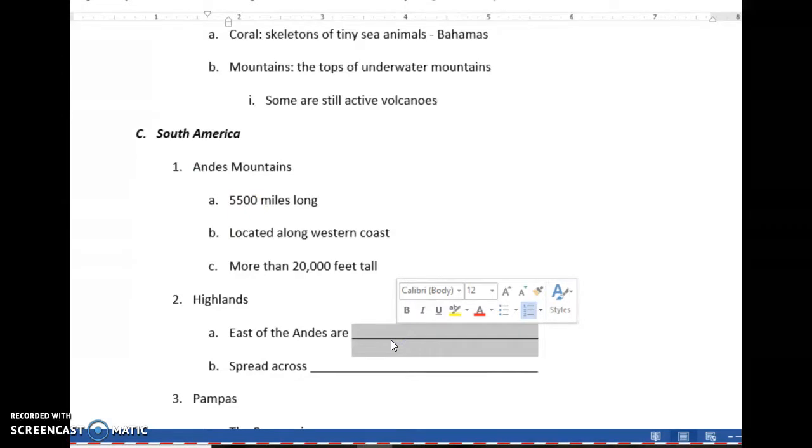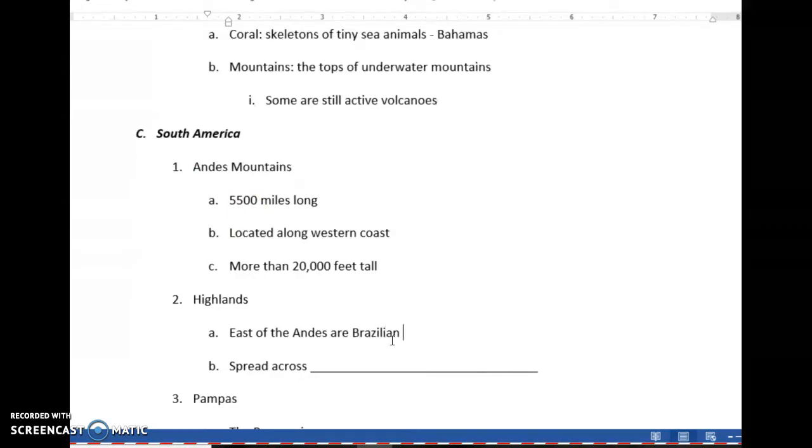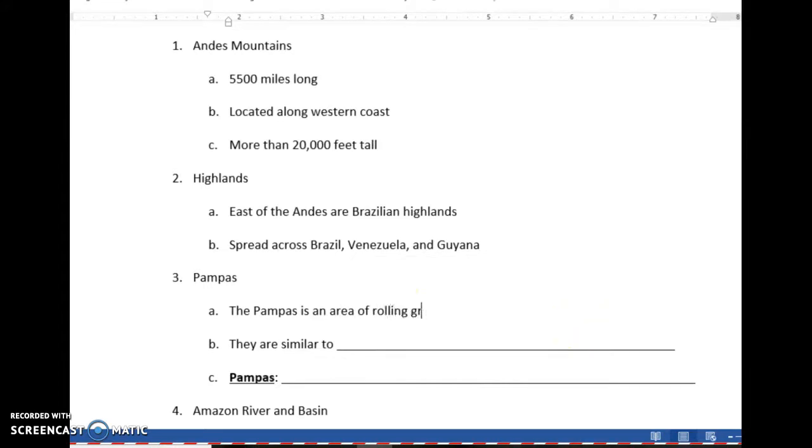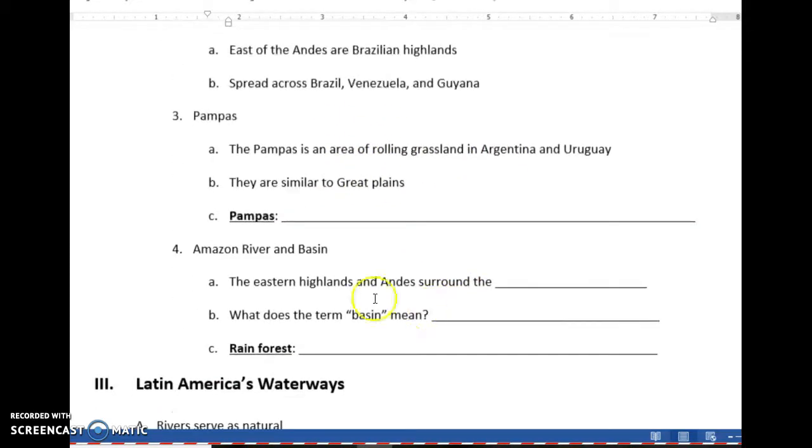Another region would be the highlands, so particularly the Brazilian highlands, and these spread across Brazil, Venezuela, and Guyana. The Pampas is an area of rolling grassland in Argentina and Uruguay. It's very similar to the Great Plains. I don't really need to define it. It's essentially defined right there.